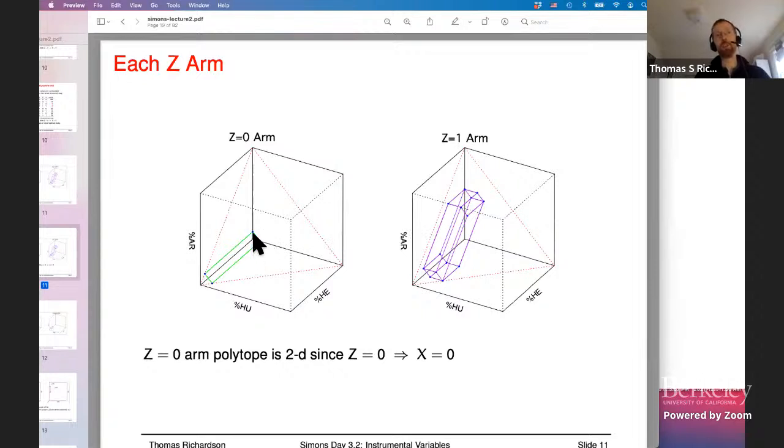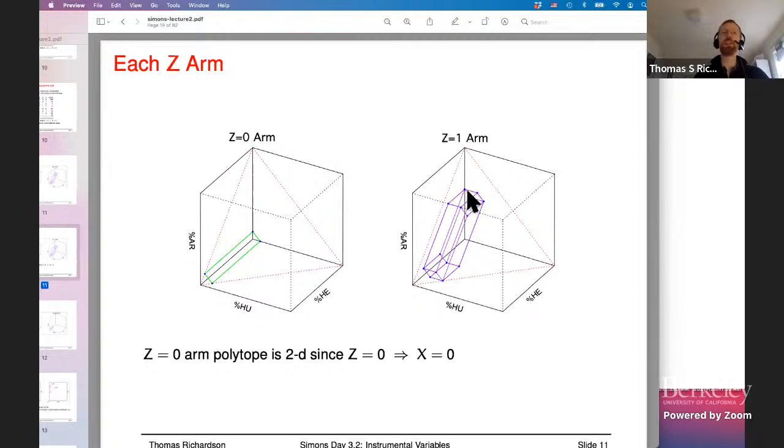So under the Z equals zero arm, we have average causal effect zero, but we're way down here at the bottom, where we have very few people of type always recover and many people of type never recover. Whereas when we look at the data from the treatment arm, we have to have many more people of type always recover in order to have the average causal effect, the proportion helped and hurt, be equal.